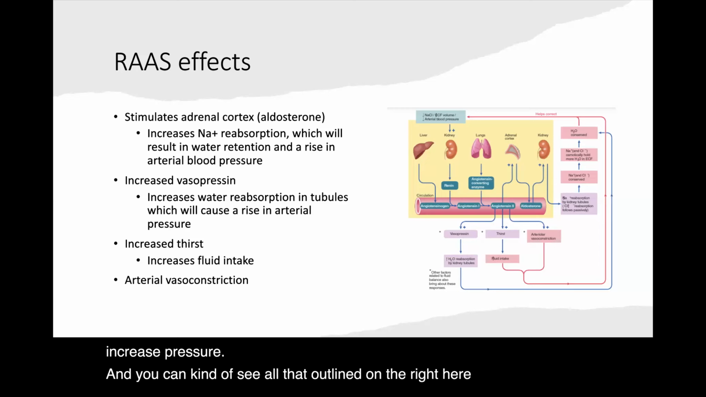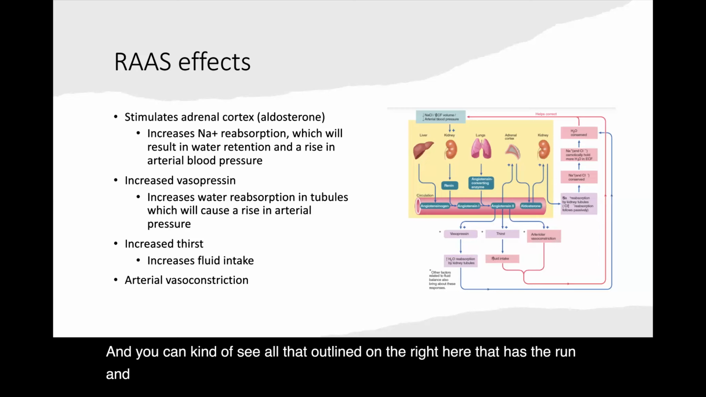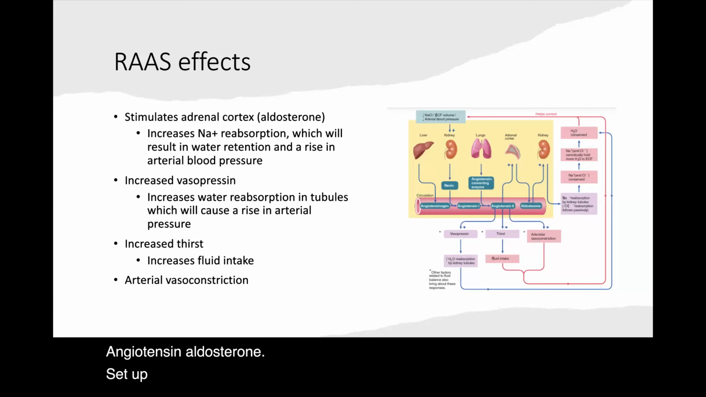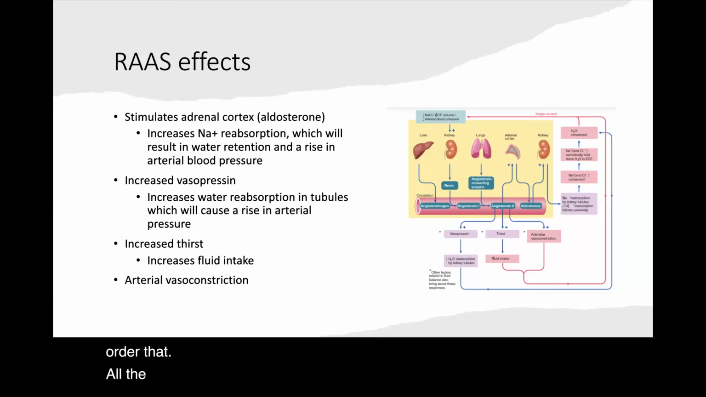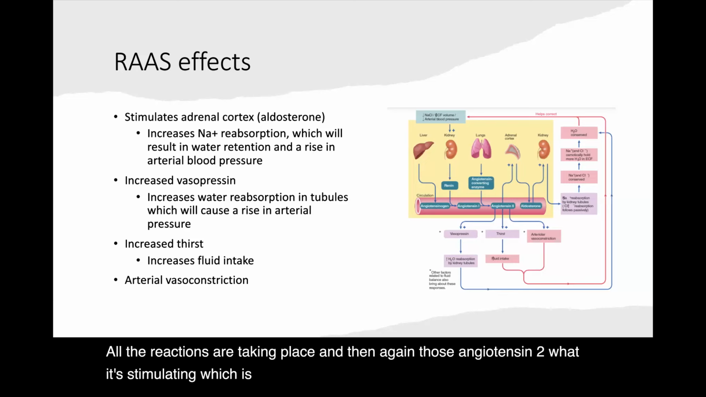That has the renin angiotensin aldosterone system laid out, so you can see which organ it's coming from and the order that all the reactions are taking place. And then again, what angiotensin 2 is stimulating, which is going to help correct the drop in sodium chloride, ECF volume, and arterial blood pressure.